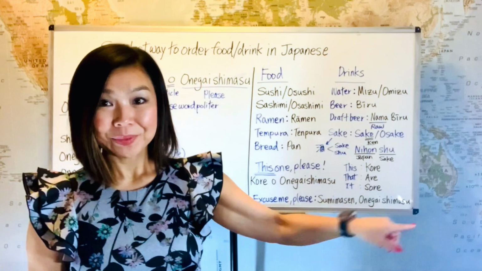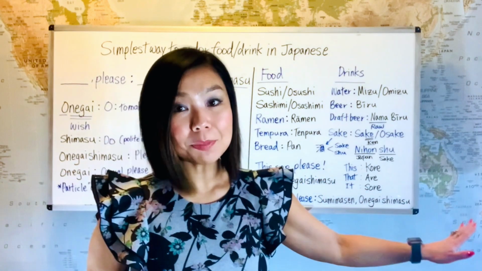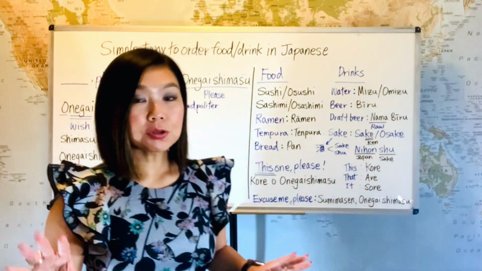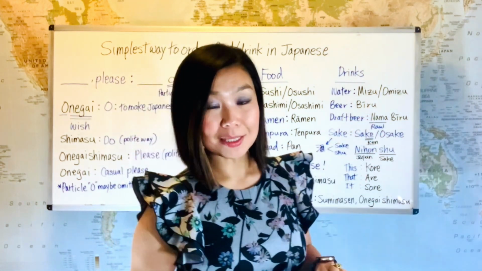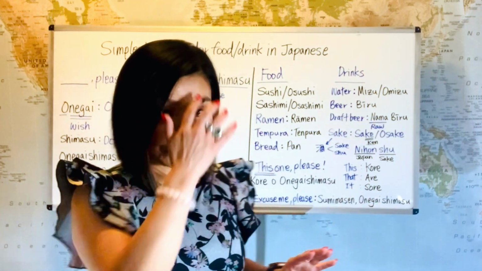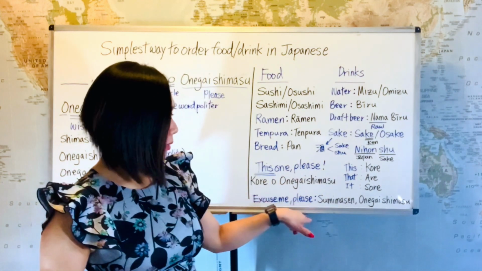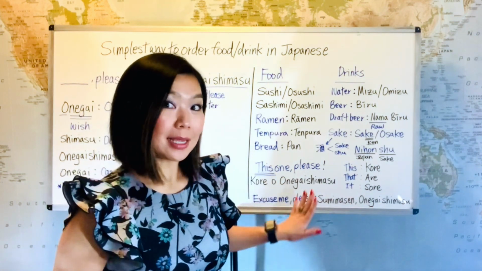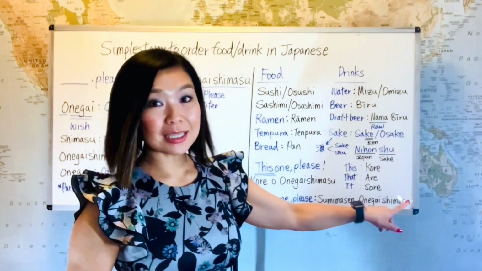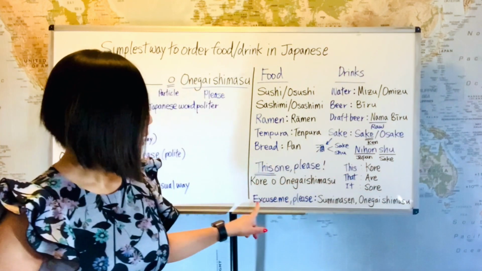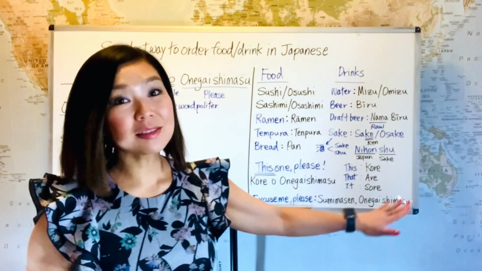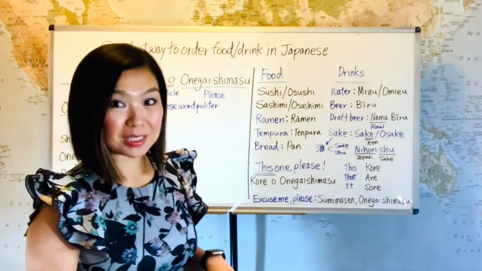And also this onegai shimasu, you can also use it when you want to get the attention of the waiter or waitress at the restaurant or izakaya. Okay? And you can say, sumimasen, it means excuse me, and onegai shimasu. So sumimasen, onegai shimasu, it means excuse me please. So this is a very good sentence to remember as well.